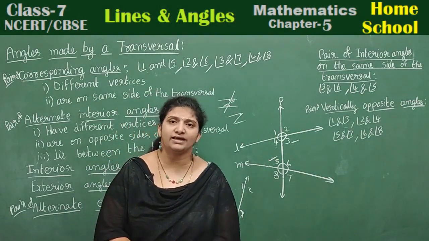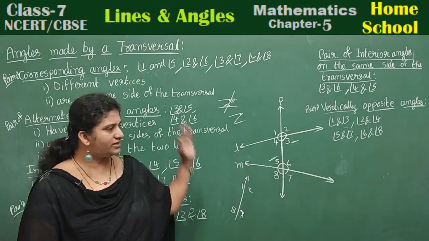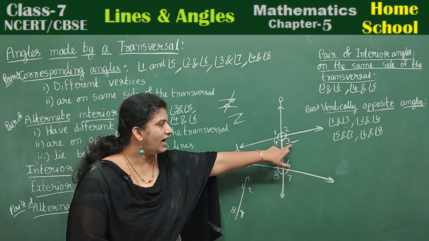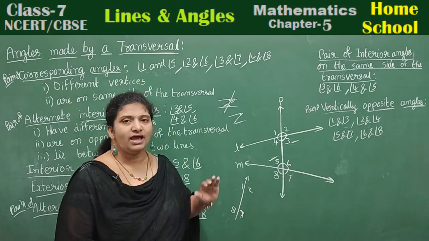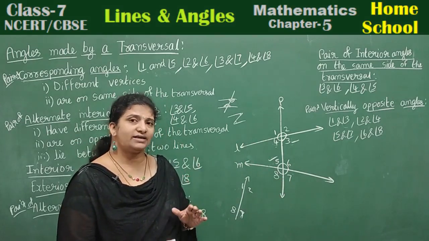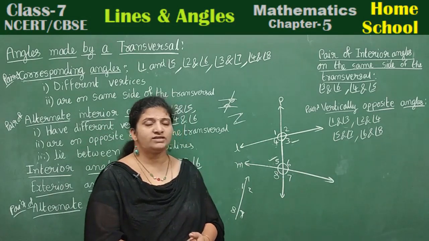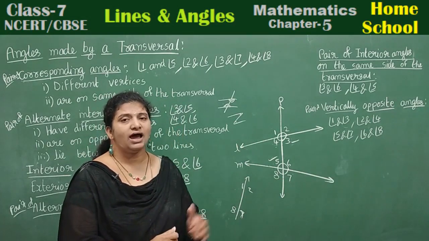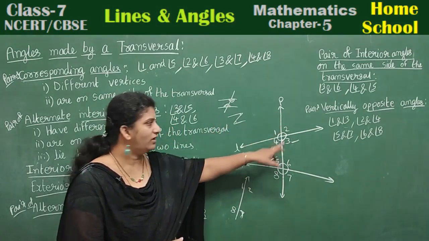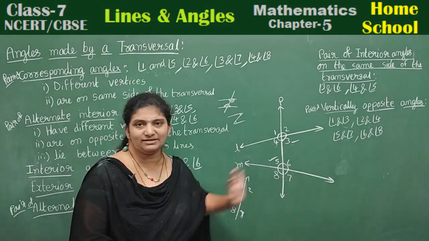A transversal creates 8 angles. 1, 2, 3, 4, 5, 6, 7, 8. In this, inside the two lines, these we call the interior angles. They are angle 3, 4, 5, 6. Exterior angles 1, 2, 7, 8. Okay. And next, corresponding angles. Corresponding angles should follow 2 rules. What is that? They should be from different vertices and they are on the same side of the transversal. Angle 1, angle 5. Angle 2, angle 6. Angle 4, corresponding to angle 8, angle 3, angle 7.